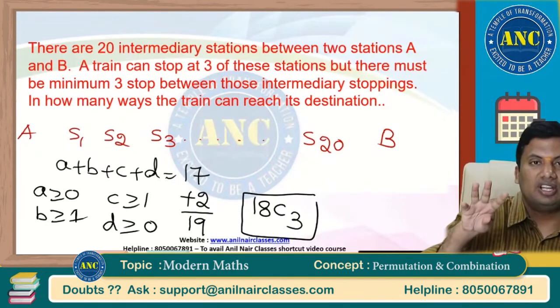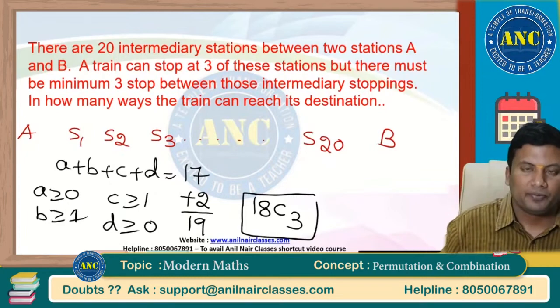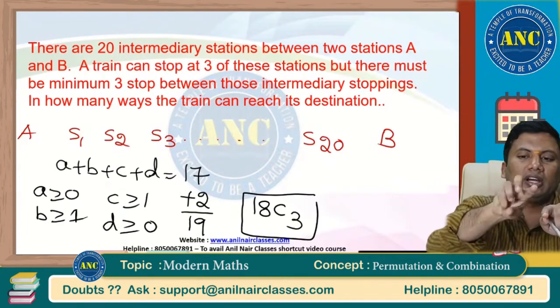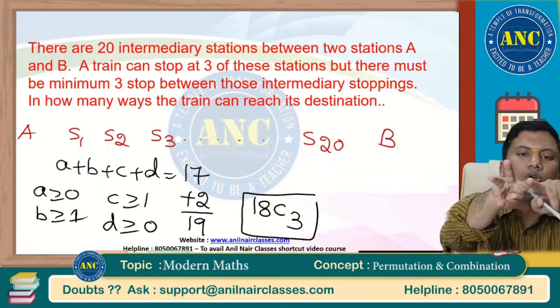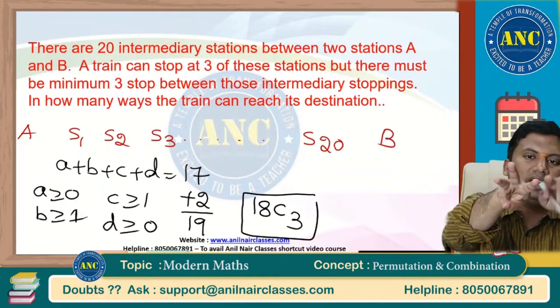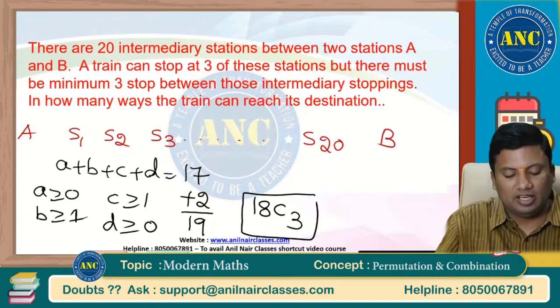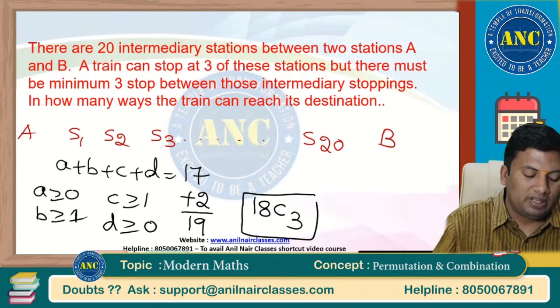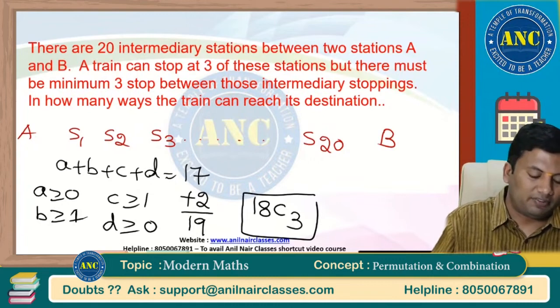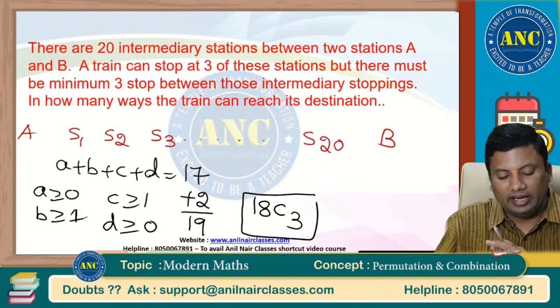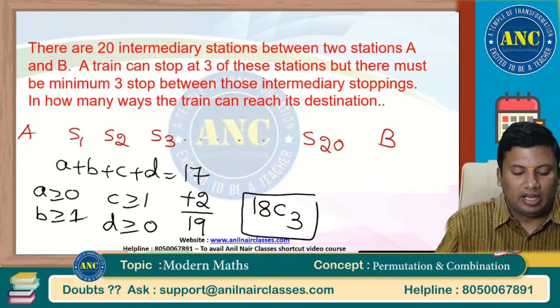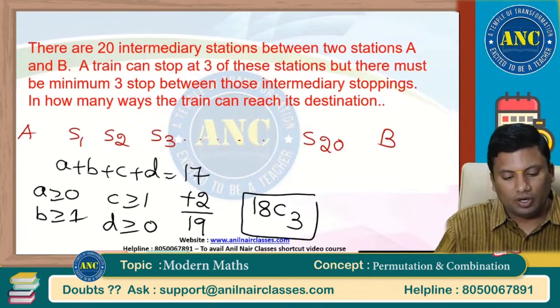Total 20 stations are there. I choose 3 stations. Remaining gaps are nothing but here. If I choose 3 stations, to the left of first station, A, B, C, D. A plus B plus C plus D is 17. S1 could be the first station. So to the left of S1, A is 0. To the right of last station, D is 0. In between, okay, one minute, sir.